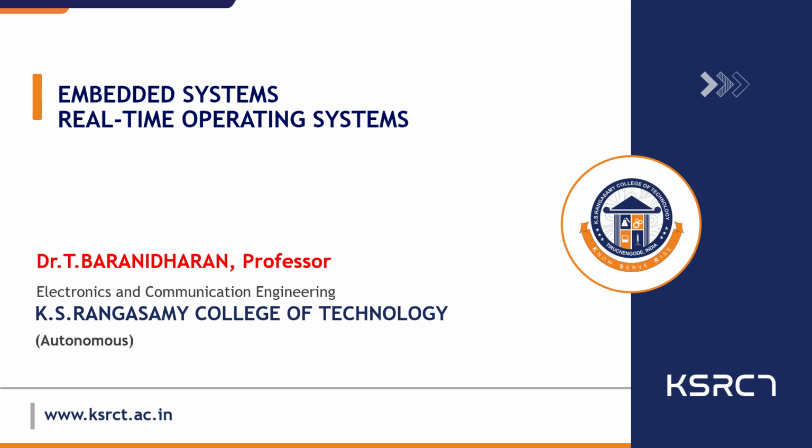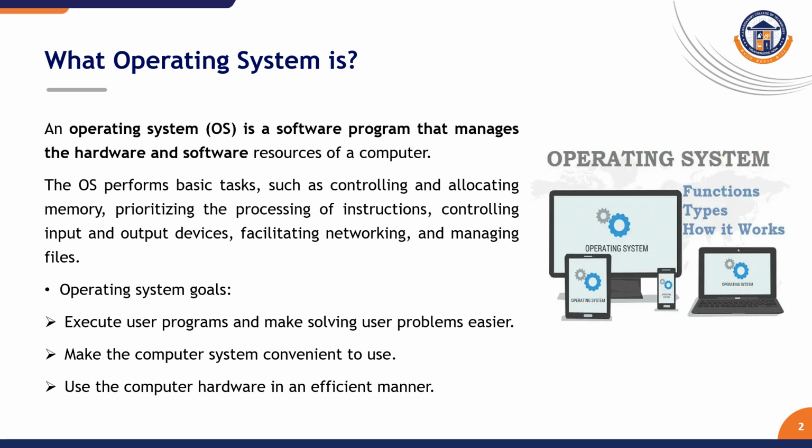Hello everyone, we are going to discuss a real-time operating system. What is an operating system? An operating system is a software program that manages hardware and software, right? The operating system performs basic tasks such as controlling and allocating memory, prioritizing the process of instructions, controlling input-output devices, facilitating networking and managing files.